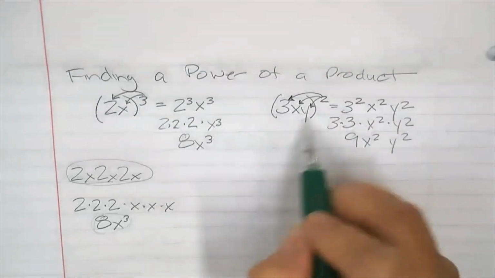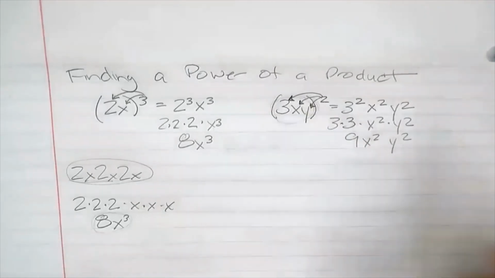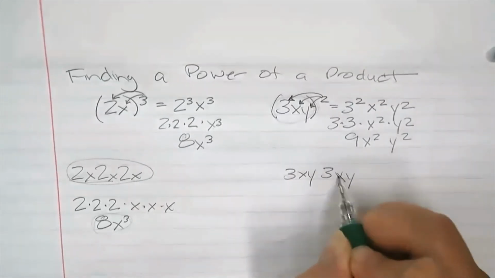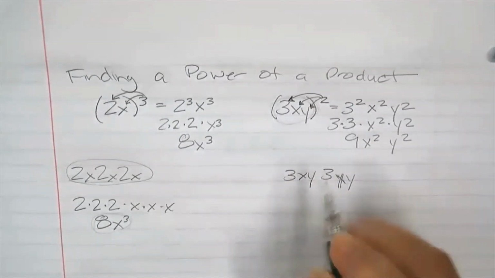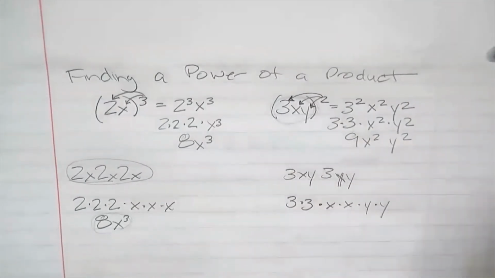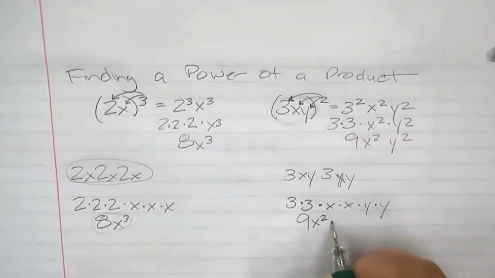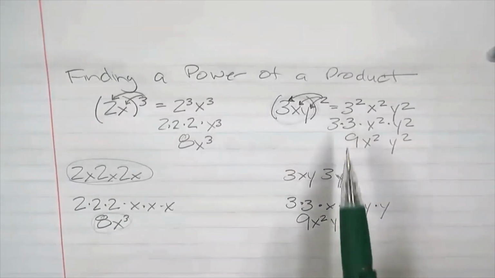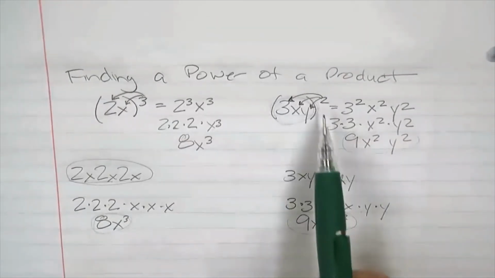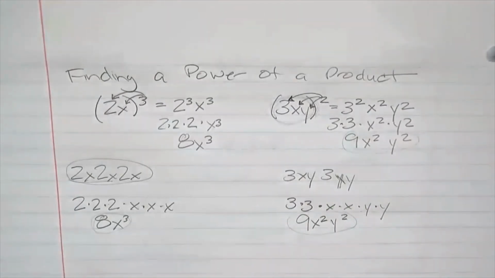So what's actually going on here is I need to multiply 2 of these. So I've got 3xy times 3xy. If I rearrange these, I've got 3 times 3 is 9, x times x is x squared, and y times y is y squared. So this is what's going on. We got the same answer. This is telling me I'm going to multiply 2 of these with each other. Okay?